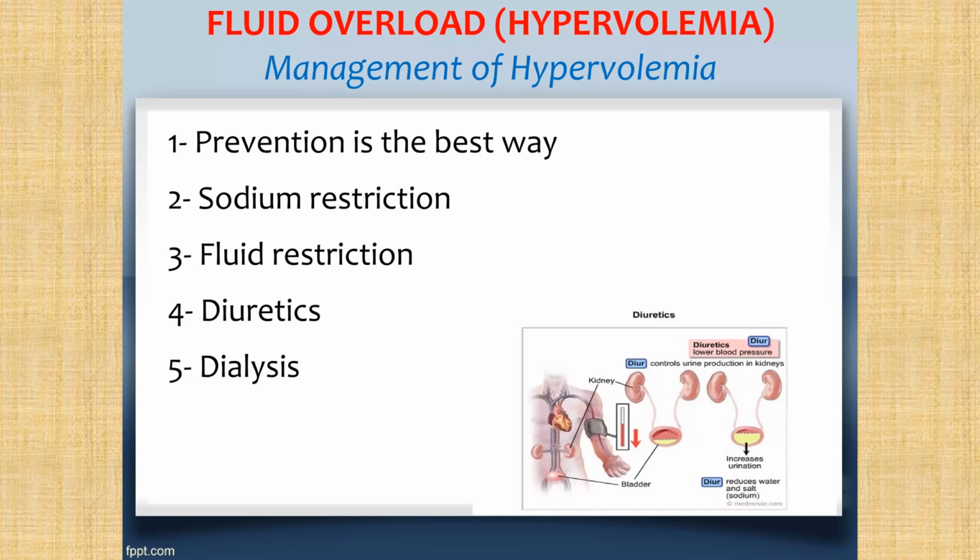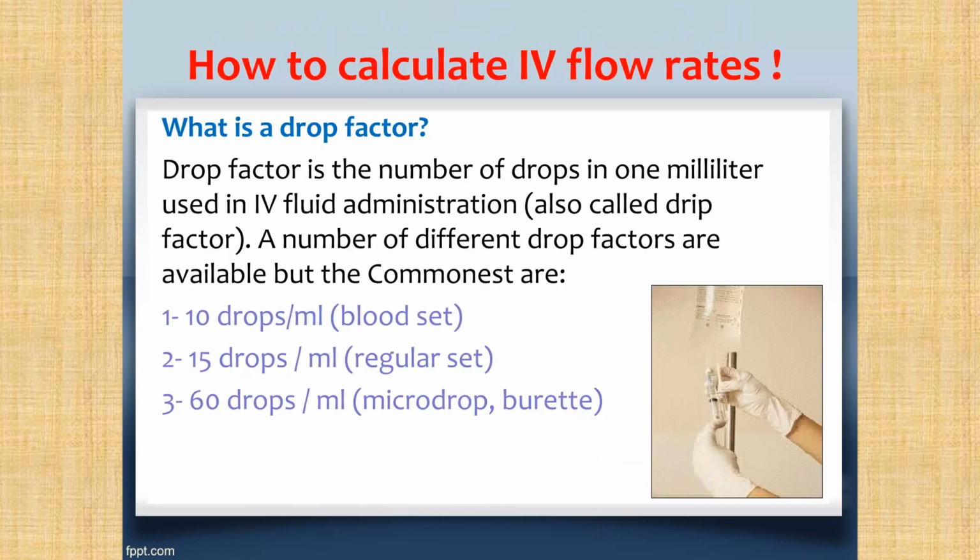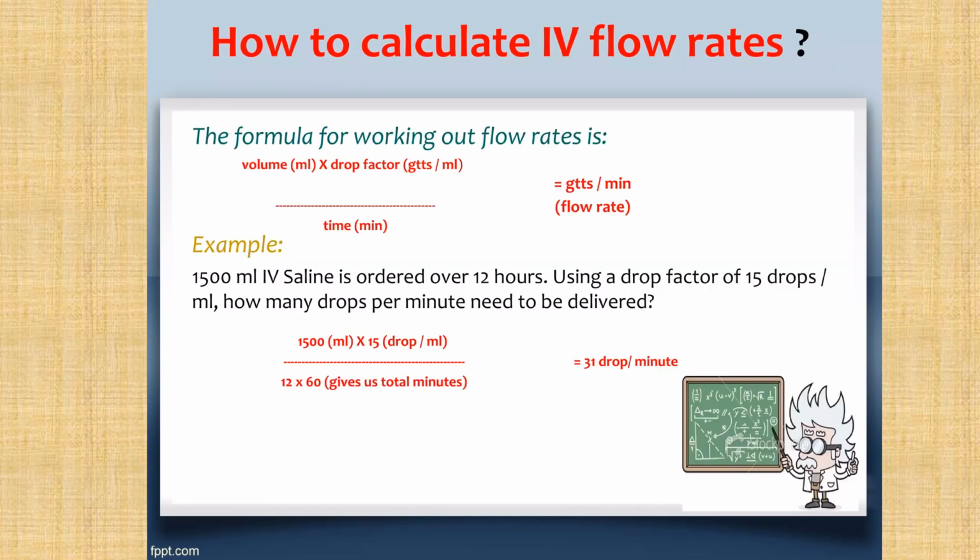fluid and prevent complications. Drop factors, also known as drip factors, refer to the number of drops, GTT, that make up 1 milliliter of IV fluid. IV tubing sets have different drop factors, which can be either macrodrip or microdrip. The flow rate is typically calculated in milliliters per hour, mL/hr, or drops per minute, GTT/min. Here are the steps and formulas for calculating both types of flow rates.